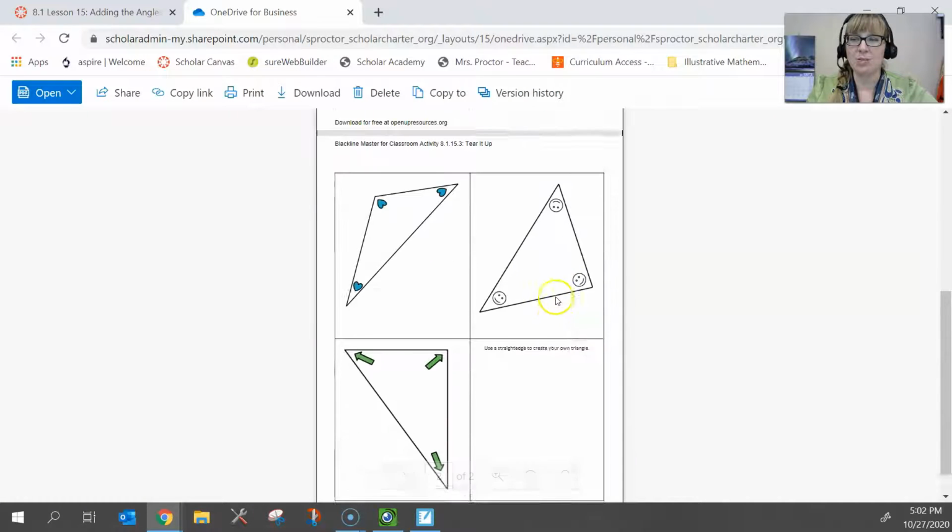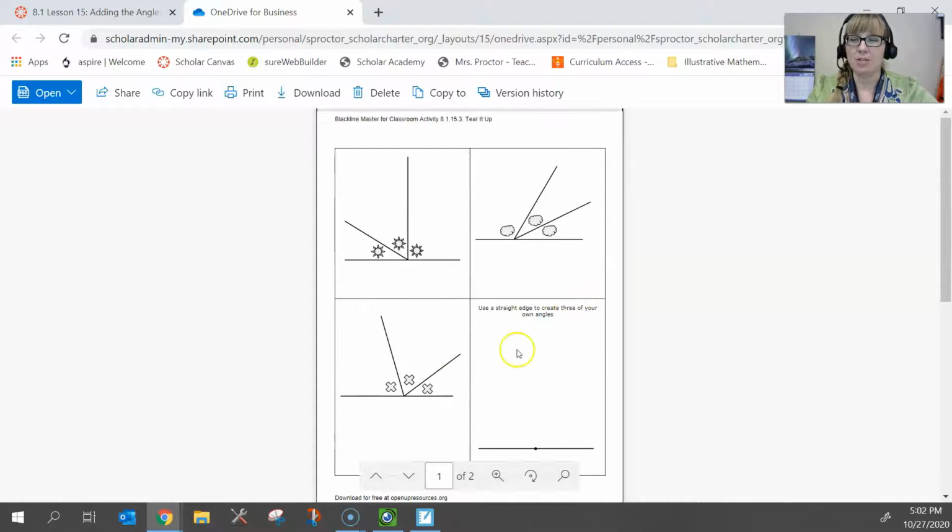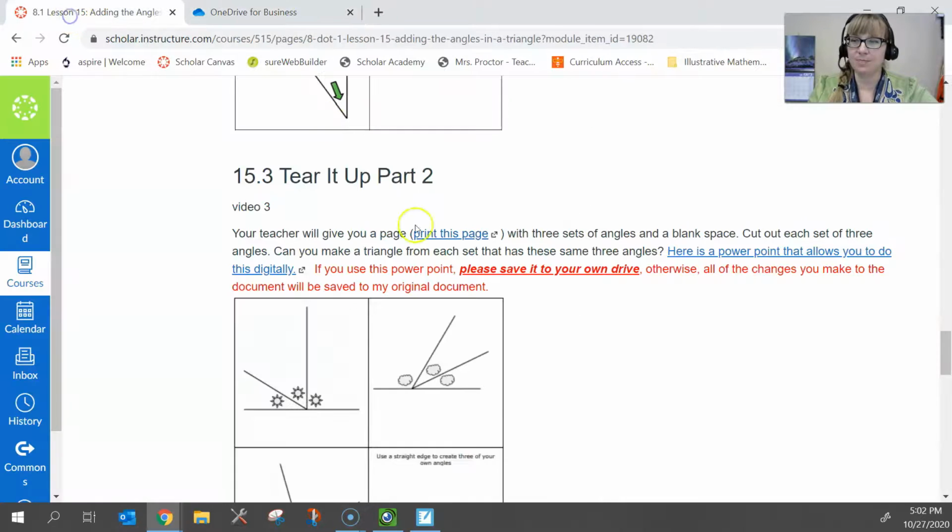Remember this 2-page document? Now we're going to focus on that first page. If you already printed it the day before, you can just use it from the day before. If you haven't printed it yet, again, there is a digital version, so you can use the digital version. Here is that digital version.